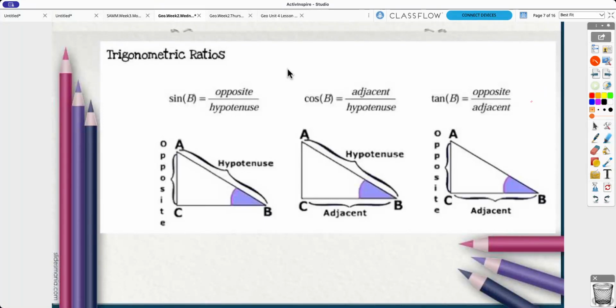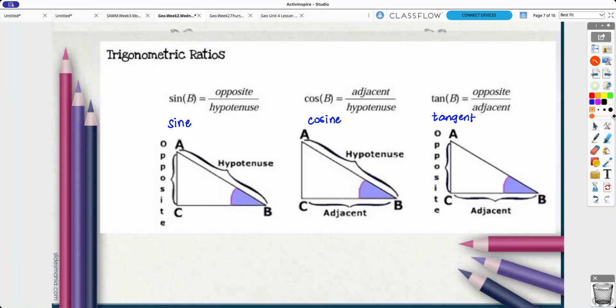Okay, for lesson 4.5, we will define the trigonometric ratios. To define trigonometric ratios, we will be using the opposite side, the adjacent side, and the hypotenuse. So there are three trigonometric ratios here. The first one is sine, abbreviated SIN. The second one is cosine, abbreviated COS. And the third one is tangent, or TAN.